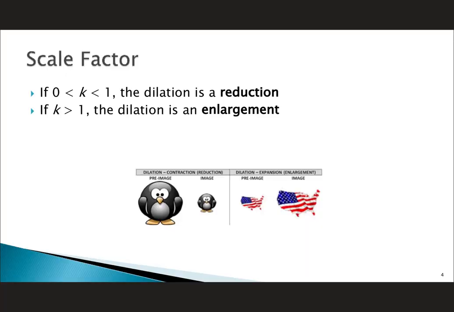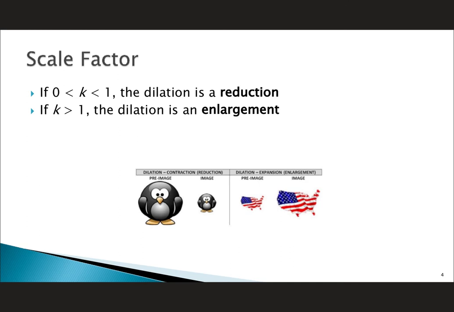So if k is between 0 and 1, okay, then it's going to be a reduction. You're getting smaller. If k is greater than 1, then that's going to be an enlargement. It's going to get bigger. Okay, so keep an eye on what k is, and it makes sense. If you're reducing the size, if you're reducing the distance between the center point and the vertex, then it makes sense your image is going to be smaller.